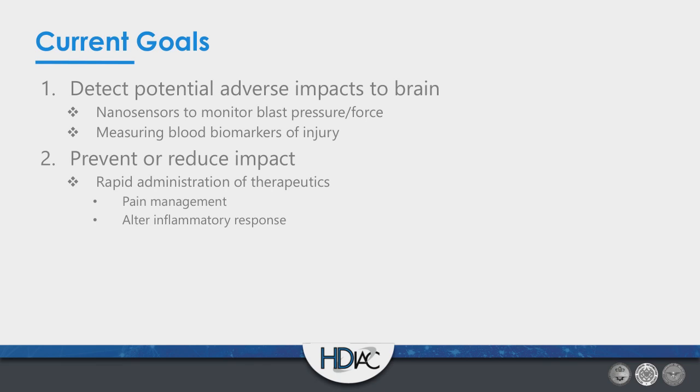One is, how do we detect potential adverse impacts to the brain, right? We have seen this in recent times. Nanosensors are being incorporated into helmets and other parts of a soldier's uniform to monitor blast pressure and force. And there have also been a lot of advancements in how we measure blood markers of injury, specifically for traumatic brain injury. The other goal here is, how do we prevent or reduce the impacts of brain trauma?